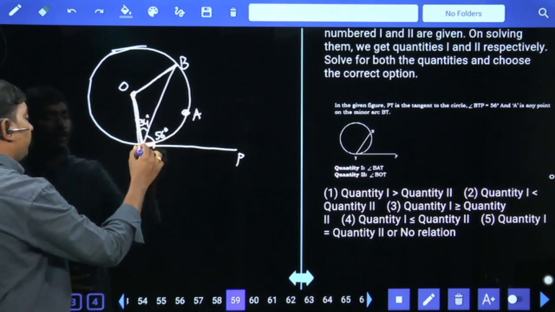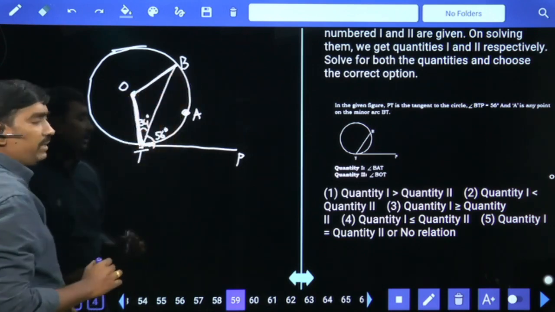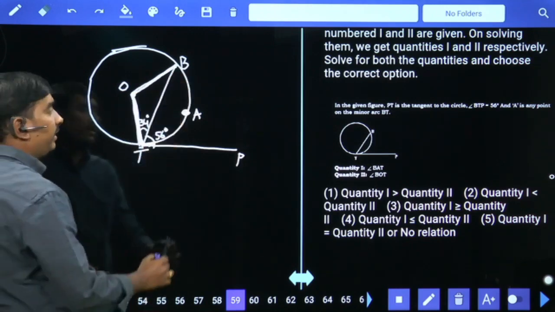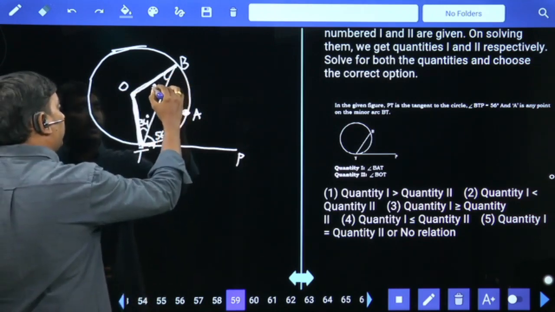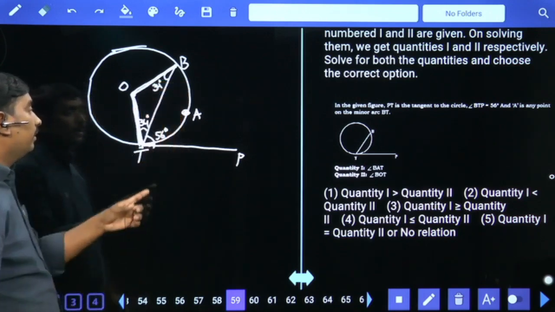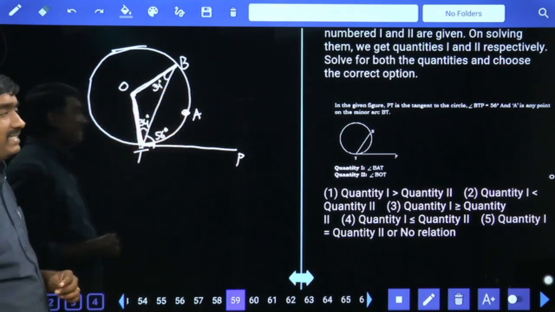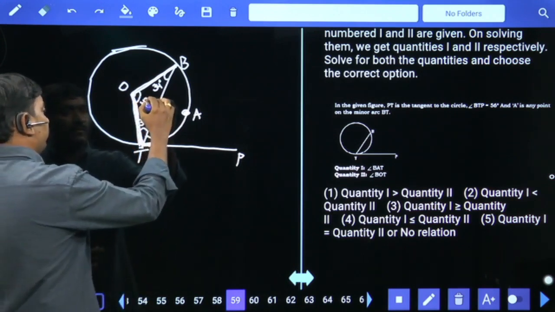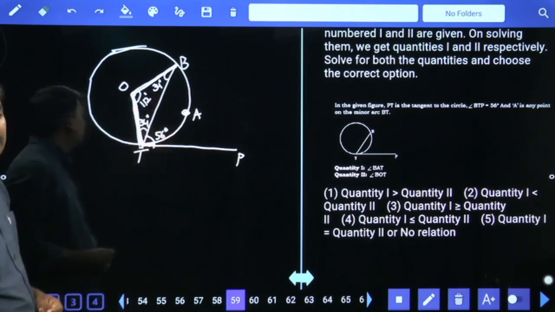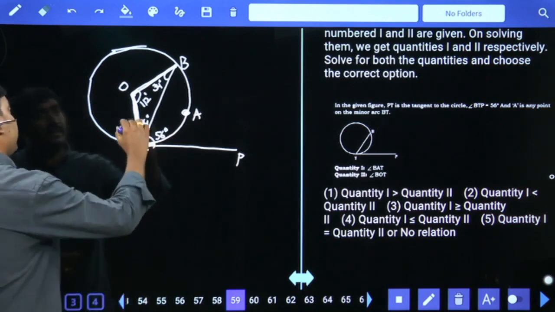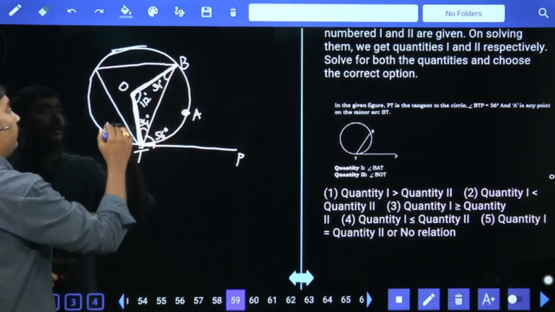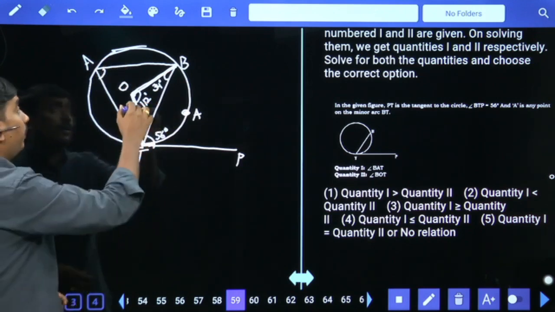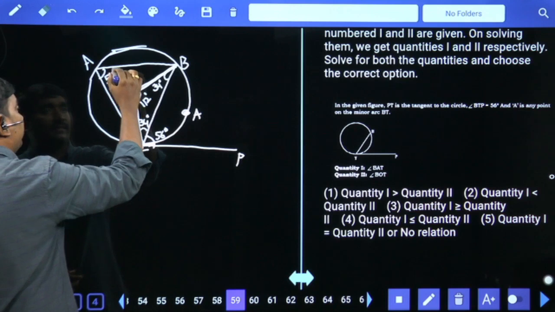Here OT and OB are both radii, so they are equal. This is an isosceles triangle, which means these two angles are also equal, 34 degrees each. 34 plus 34 is 68, and the remaining is 112 degrees. If I extend this line to A, angle A is half of 112, that is the theorem. Half of 112 means 56 degrees.